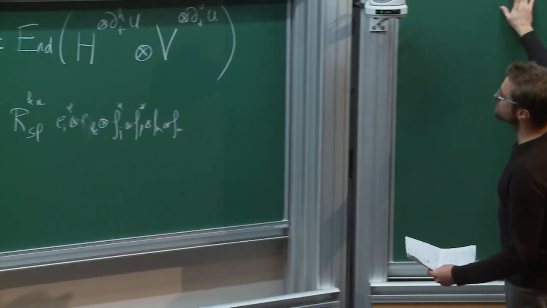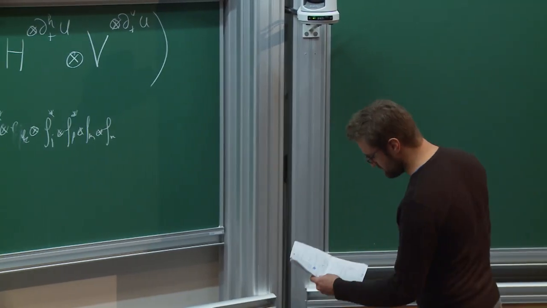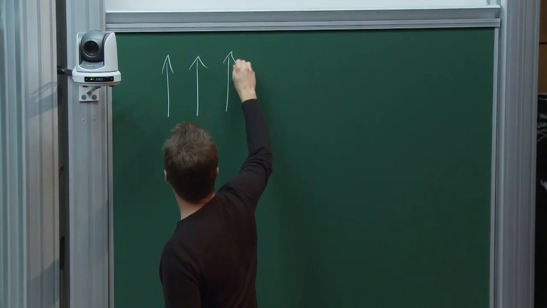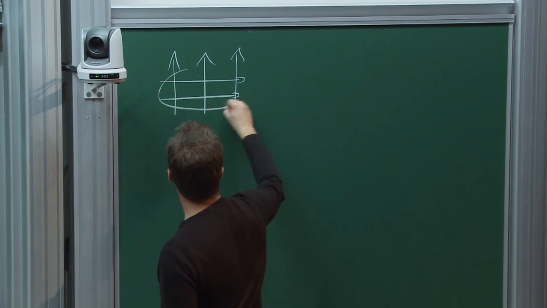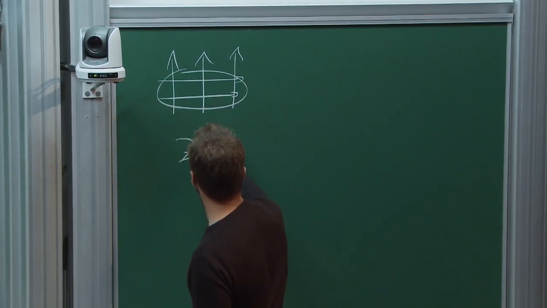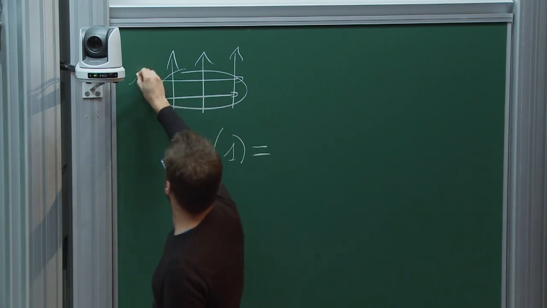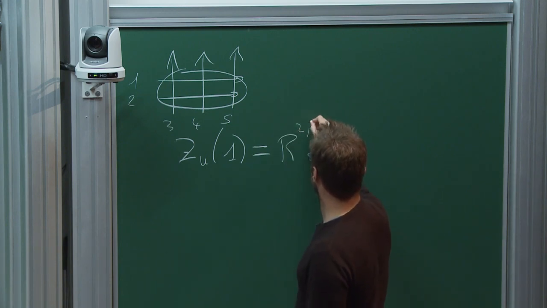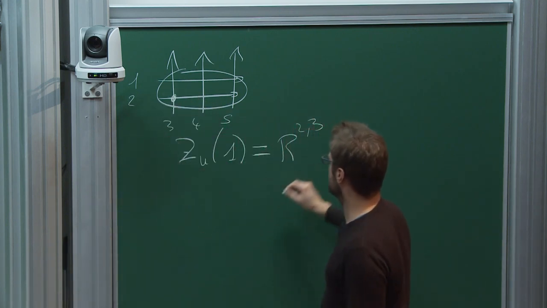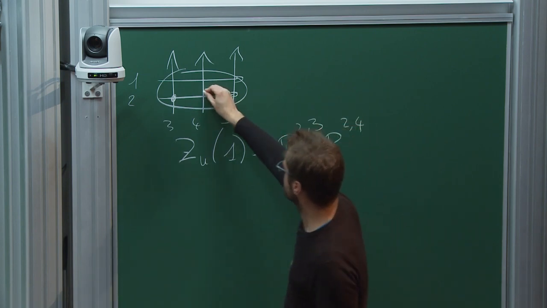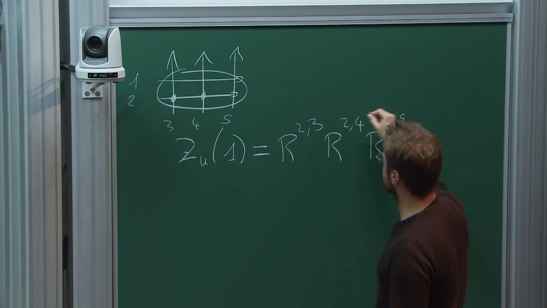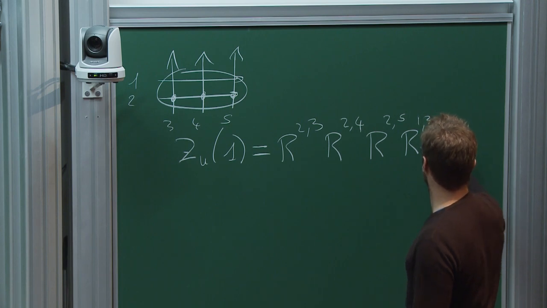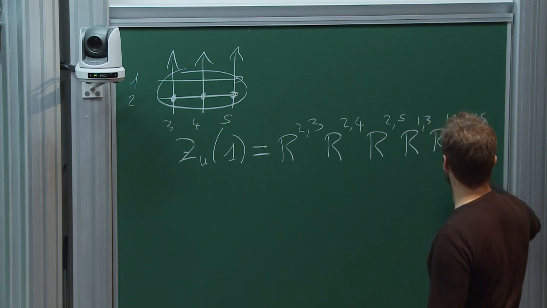Okay. So more generally, you can write matrix multiplication. Let me show you one more, just to resolve some ambiguity that can be in the notation. If I'm taking this bigger one, like Z of U1 in this case, let me number this 1, 2, 3, 4, 5. That's going to be R 2,3 for this first vertex here, then R 2,4 for this one, R 2,5, and then R 1,3, R 1,4, R 1,5.